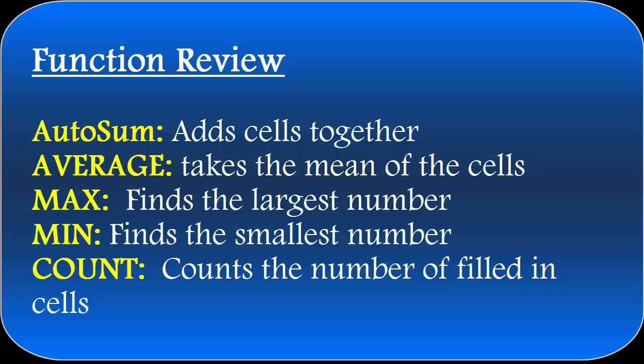So quickly just to review, average takes the average of the cells, max finds the maximum, min finds the minimum, and count will count the number of items in the cells, or the number of cells that are filled out.